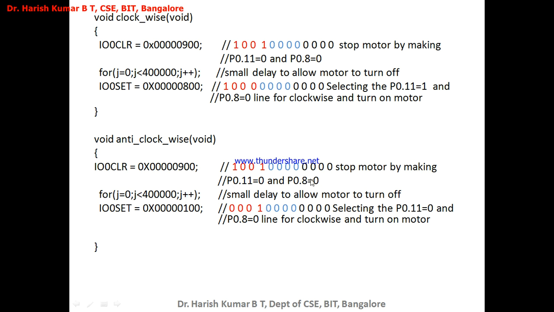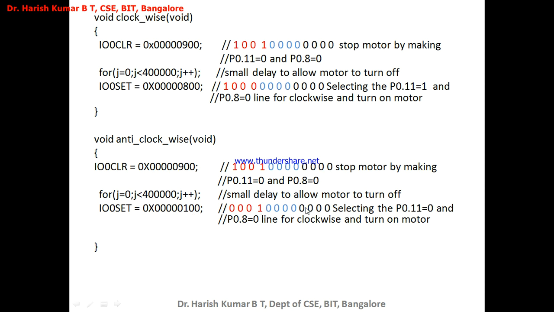Next, I want to make this stepper motor remain in the stop state for some duration. This is what the loop does. Again, you can observe the semicolon here. It keeps looping here only. After this loop is done, it comes here. Now I have to do the opposite: make P0.11 as 0 and P0.8 as 1. What data will do that?